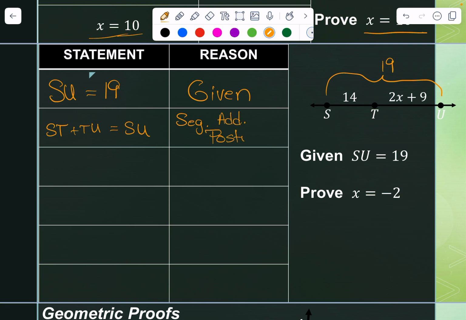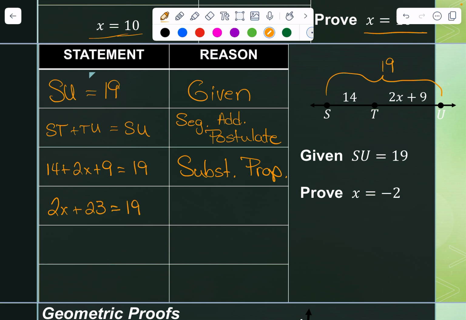And that is by the segment addition postulate. Then, once we know that, we have it equals, so now we can plug in values for each one of those, and that is our substitution property. Then, now I can put some things together, so 2x plus 23 equals 19. Again, I call that substitution. I will also accept collecting like terms.